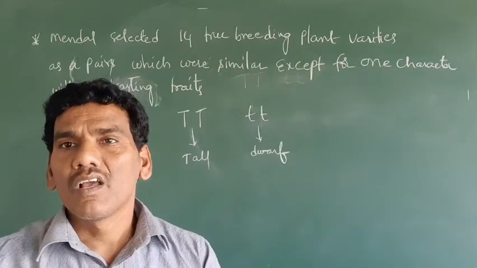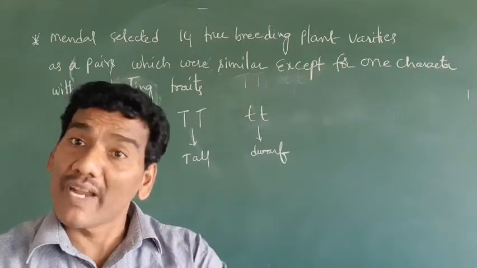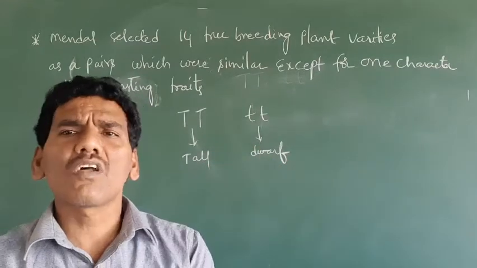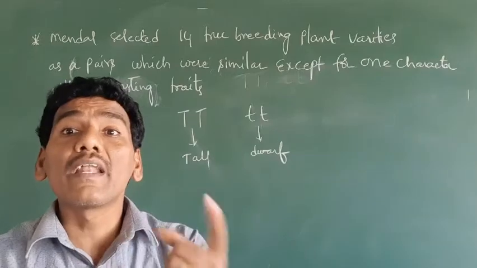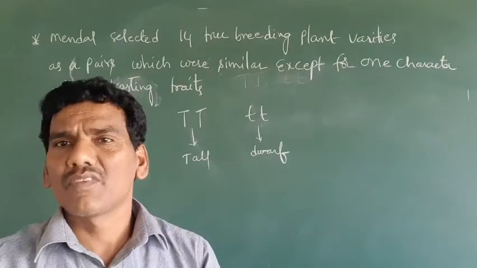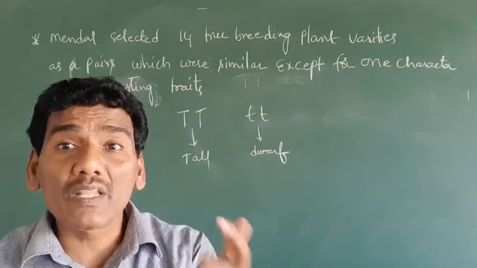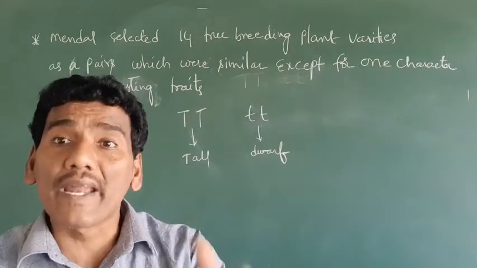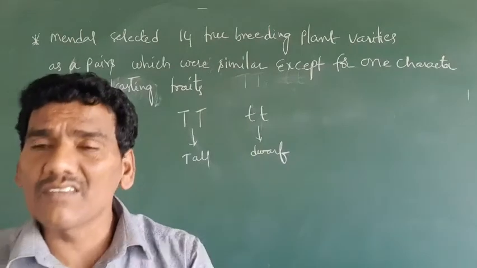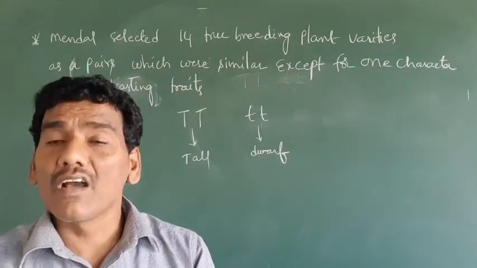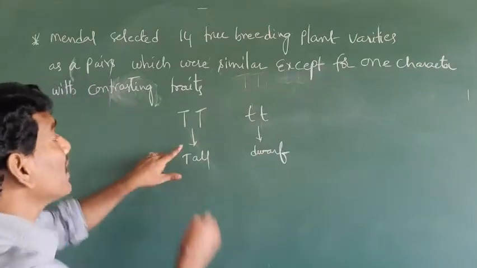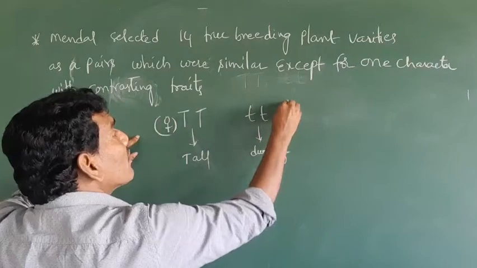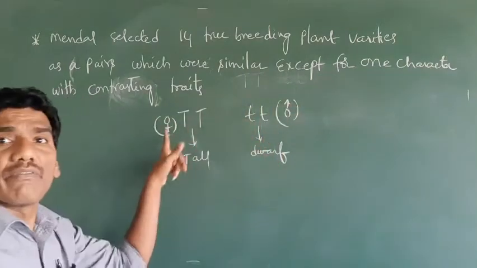For crossing purposes, which type of plants did Mendel choose? He always used two parental plants which are true breeding, and made a cross between male and female plants.